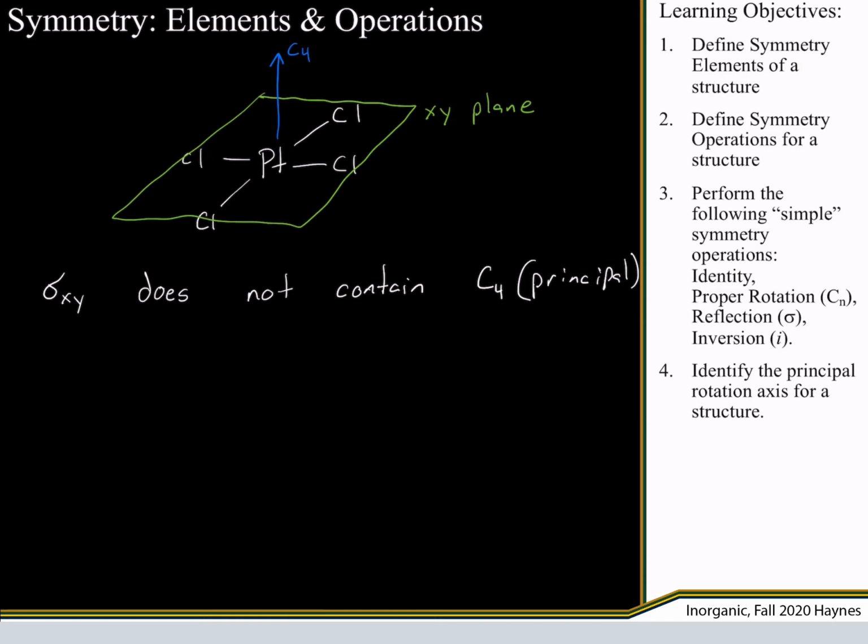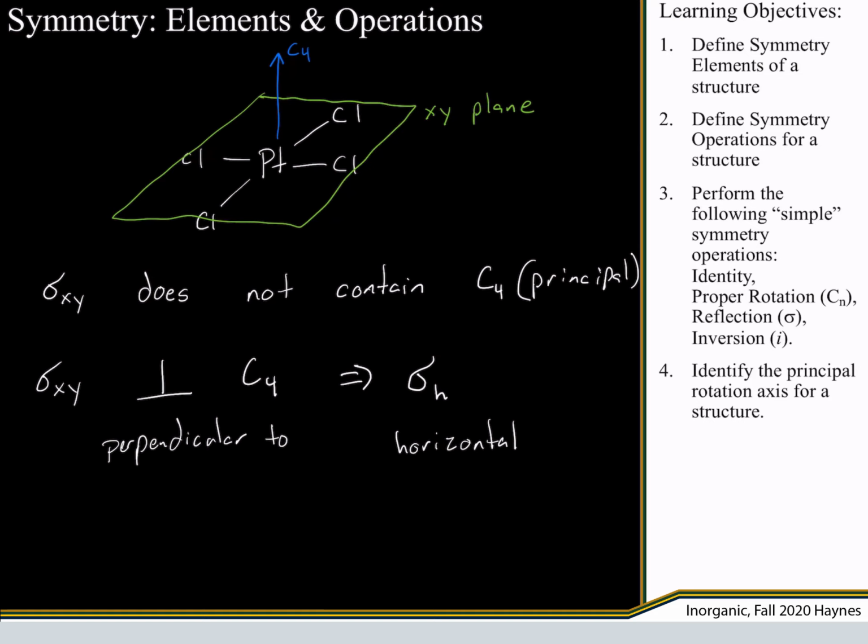In fact, sigma xy is perpendicular to our principal rotation C4. So this gets a special name. This is now sigma h, where the h stands for horizontal.